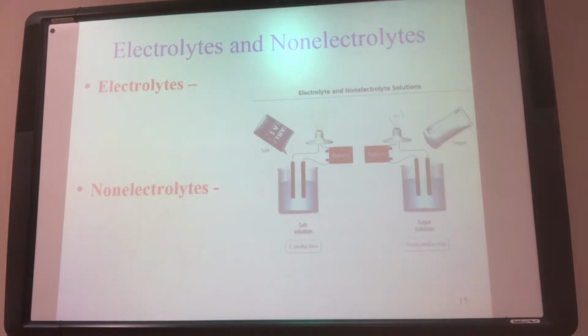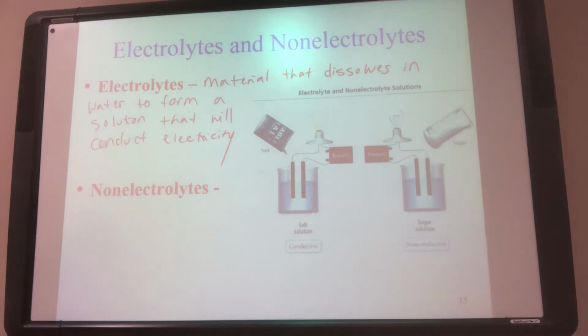An electrolyte is a material that dissolves in water to form a solution that will conduct electricity. Okay? So an electrolyte is a material that dissolves in water to form a solution that will conduct electricity.